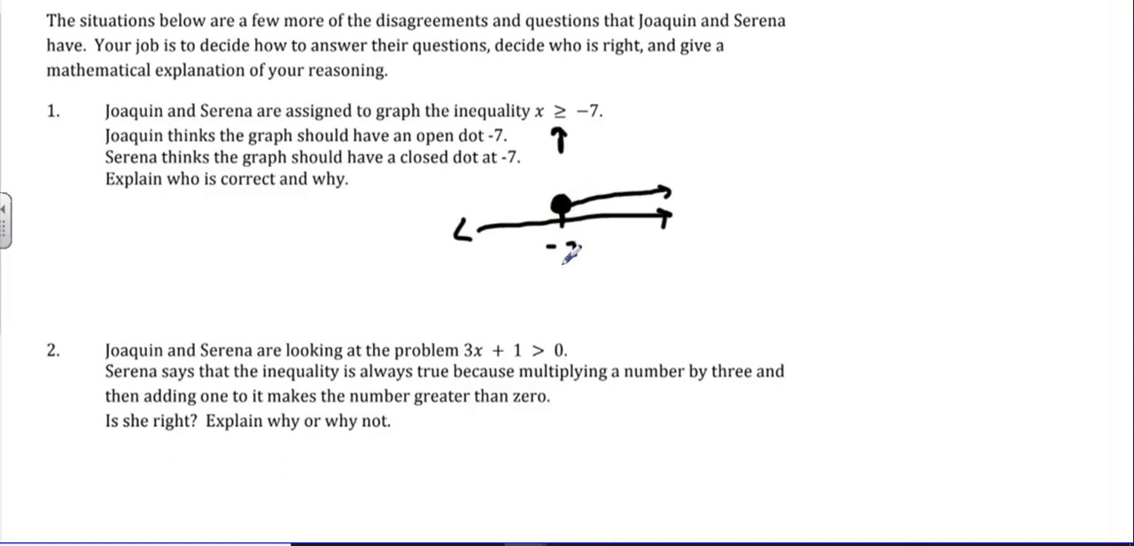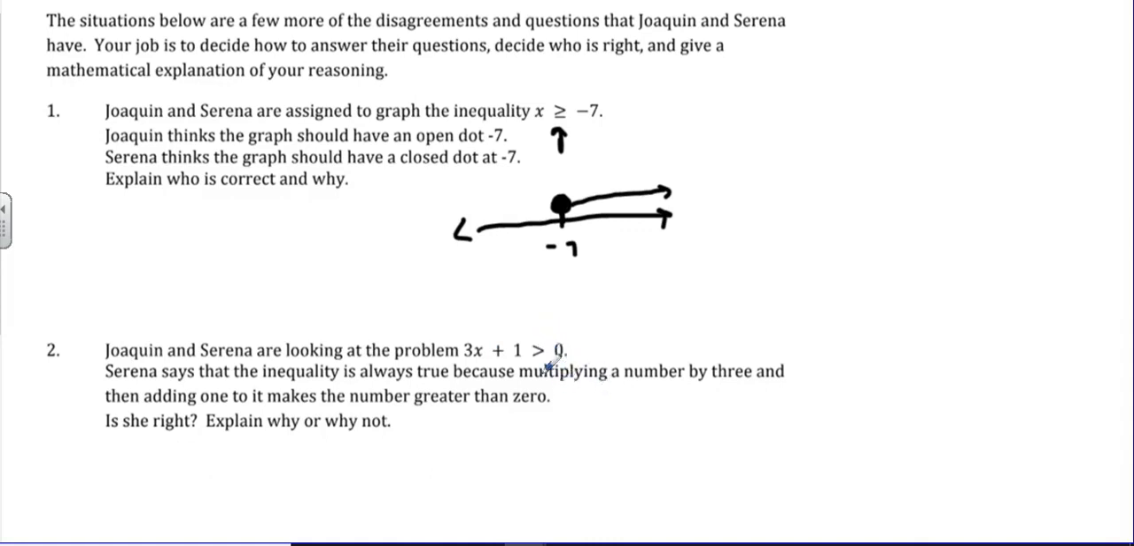So for number 2, Joaquin and Serena are looking at the problem 3x plus 1 is greater than 0. Serena says that the inequality is always true because multiplying a number by 3 and then adding 1 to it makes the number greater than 0. Is she right? Explain why or why not. No, unfortunately this time she is not right. For some values it does work. However, she's not considering all values.